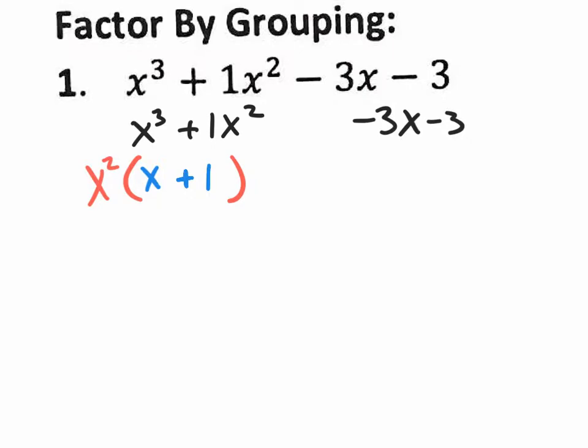Okay, now let's do the same for the second group. What do I have in common here? What could I pull out? I could pull out a 3, but even better, pull out a negative 3. That way, when you pull out a negative 3, you will have positive values inside your parentheses left over, and that's what you want. You want these to be identical.